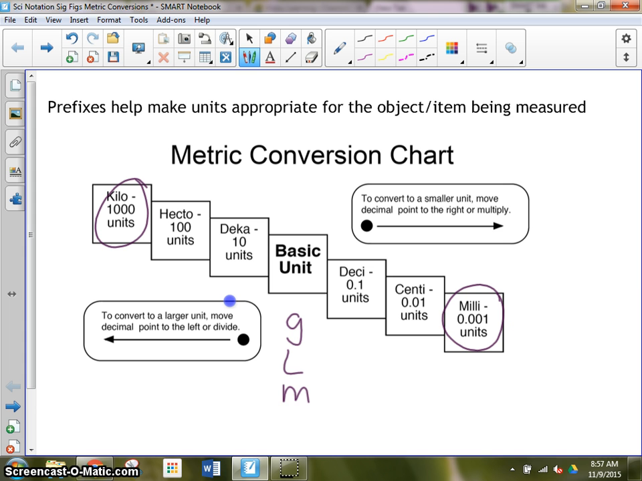The prefixes help us give context to the measurement. For example, I wouldn't want to measure my distance to California in millimeters because that would be a really big number. By measuring in kilometers, it's going to make that unit a lot more appropriate and make the measurement a lot easier to work with. So, time for some practice.